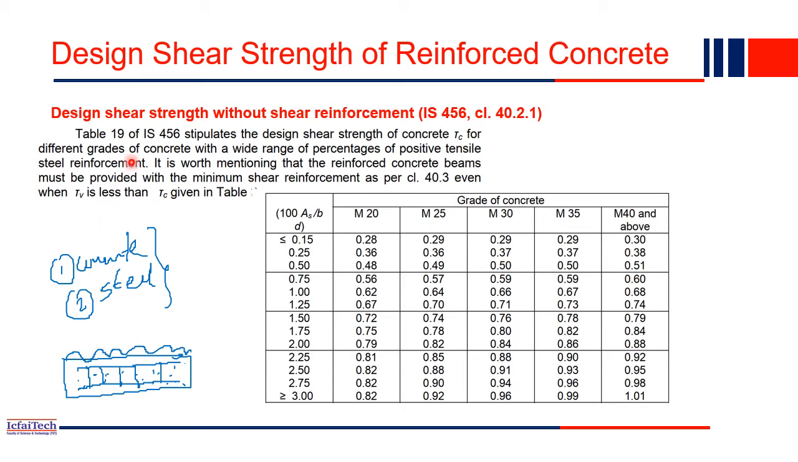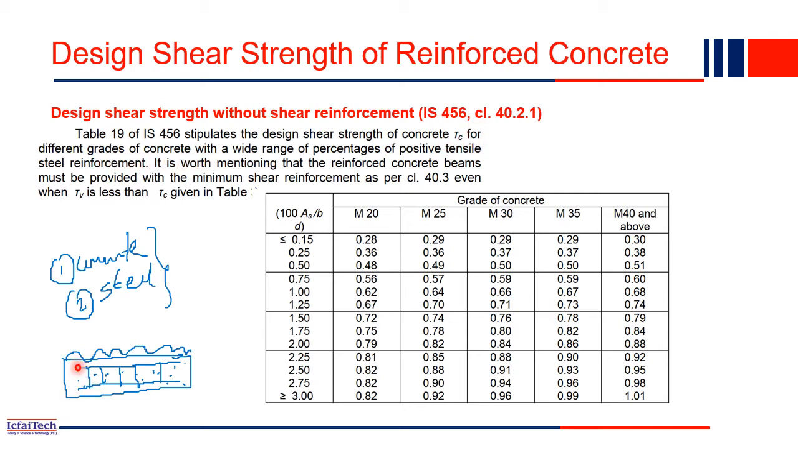So now, design shear strength without any shear reinforcement. For example, if you don't provide any shear reinforcement or stirrups, then how much shear stress can the beam take? That you will find in IS 456 clause number 40.2.1. If you visit this clause, you will see this table also. Table 19 of IS 456 stipulates the design shear strength of concrete, tau c, for the different grades of concrete.